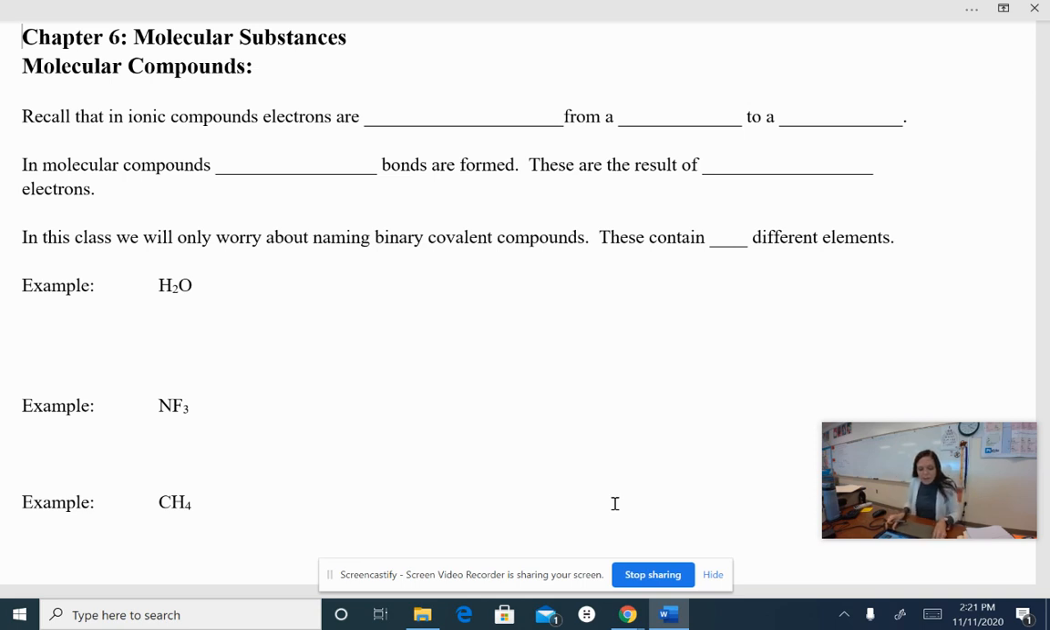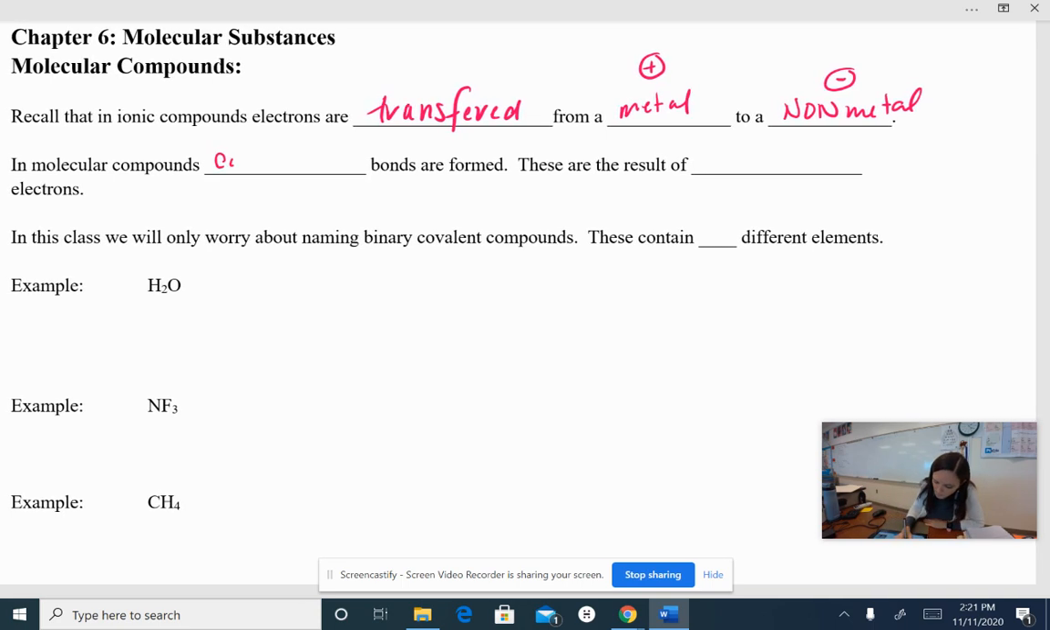Okay, so I'm asking you to recall that in ionic compounds, the electrons are transferred from a metal to a nonmetal. And when I transfer those electrons, the metal becomes a positive ion and the nonmetal becomes a negative ion. Molecular bonds don't work that way. Molecular or covalent bonds, we form covalent bonds.